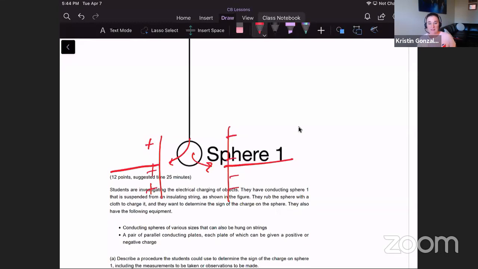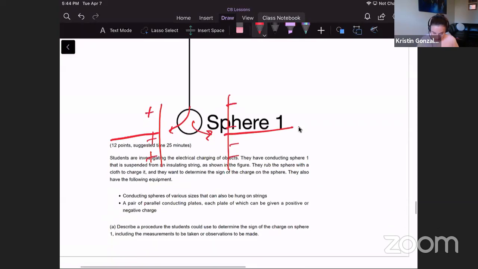And we know if it deflects towards the positive side, it's got to have an oppositely charged charge, so it's got to be negatively charged. And if it deflects towards the negative side, then that's got to be positively charged. So I'm looking for which way it deflects, and that means it has the opposite sign.